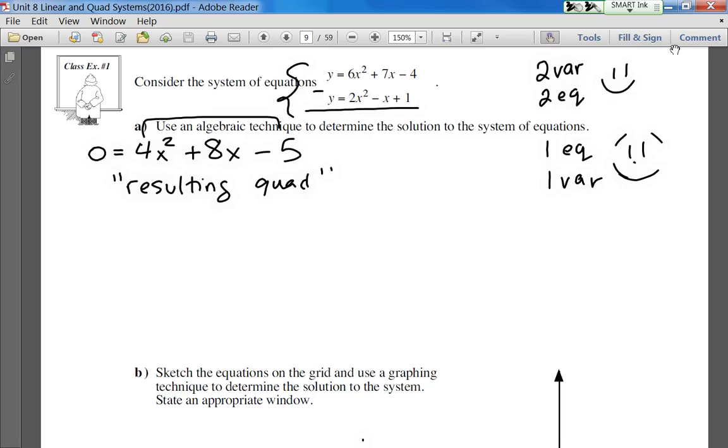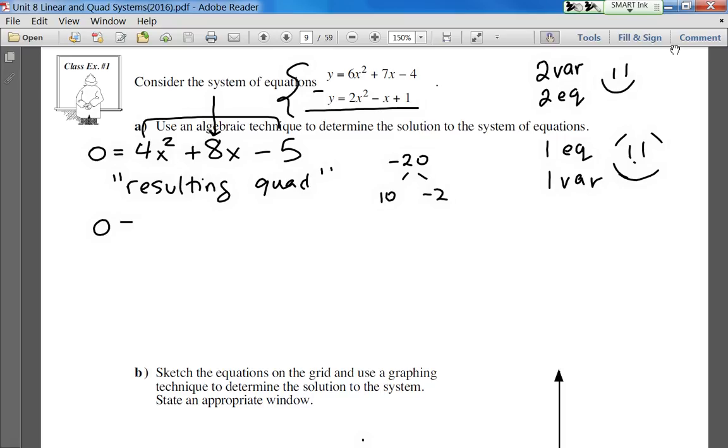Okay? When you do this, you have to think, what are the numbers that multiply to negative 20 that also add to 8? 10 and 2, what's the negative? Negative 2. You don't go like this, x plus 10, x minus 2. That's so bad. It's so bad.